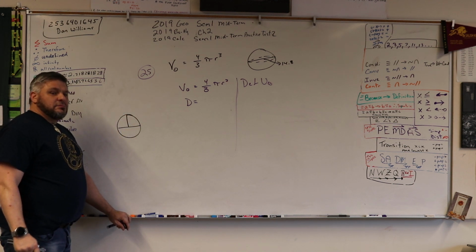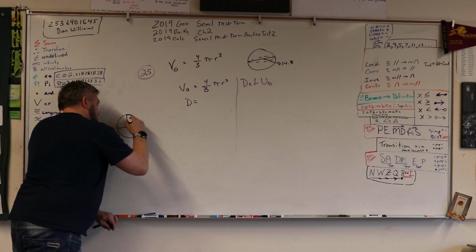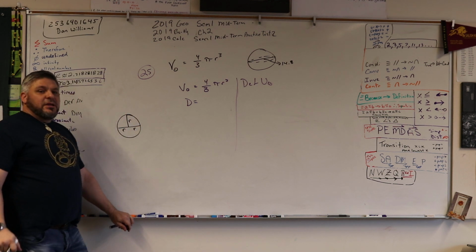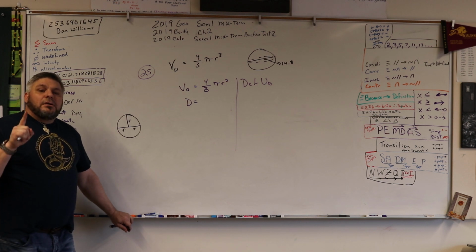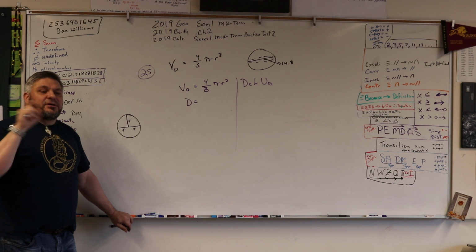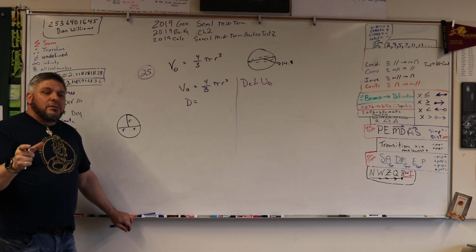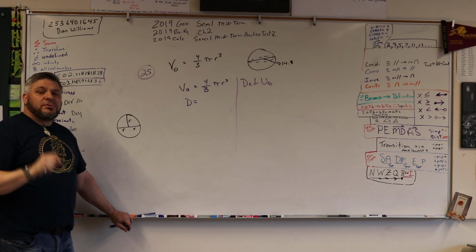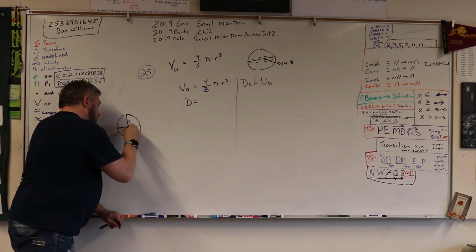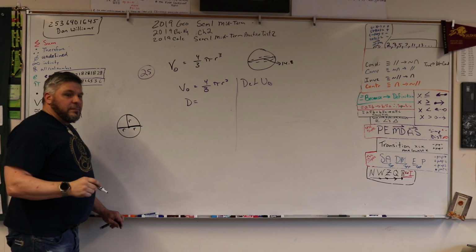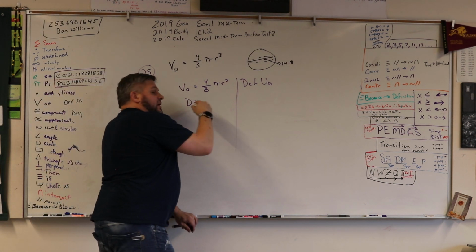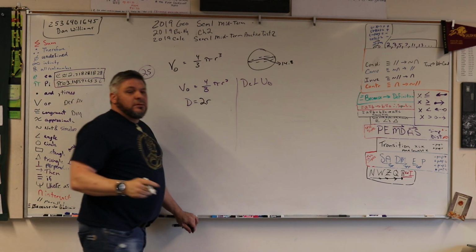Think. How many r's are in a diameter? How many radii are in a diameter? 2. Okay? So, to get the diameter, it equals 2r.